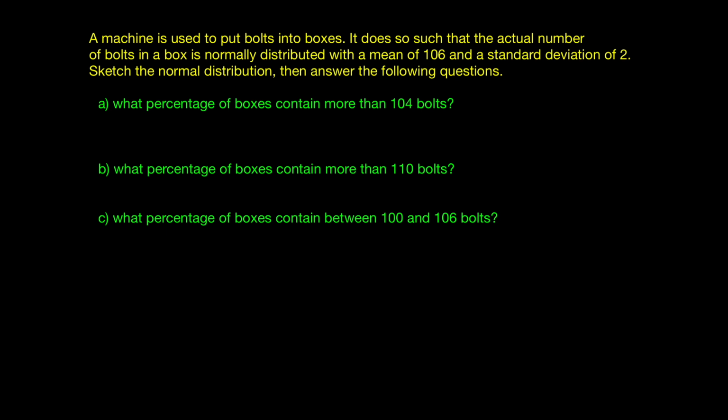A machine is used to put bolts in boxes. It does so such that the actual number of bolts in the box is normally distributed with a mean of 106 and a standard deviation of 2. Sketch the normal distribution, then answer the following questions.